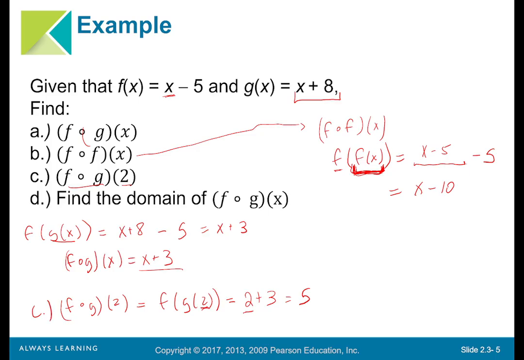So this was part C. I'll go ahead and label these. Part D now, we're going to think about the domain of f of g of x.